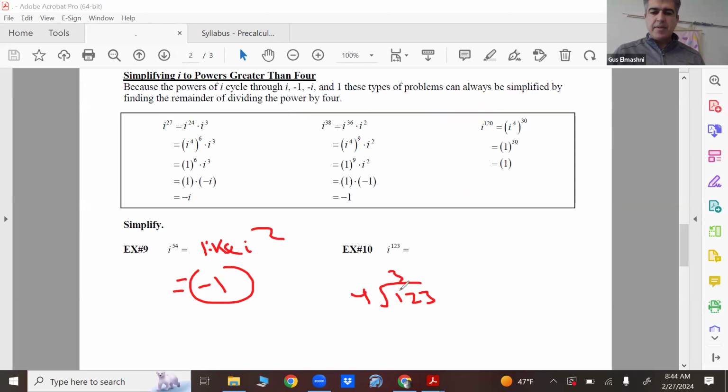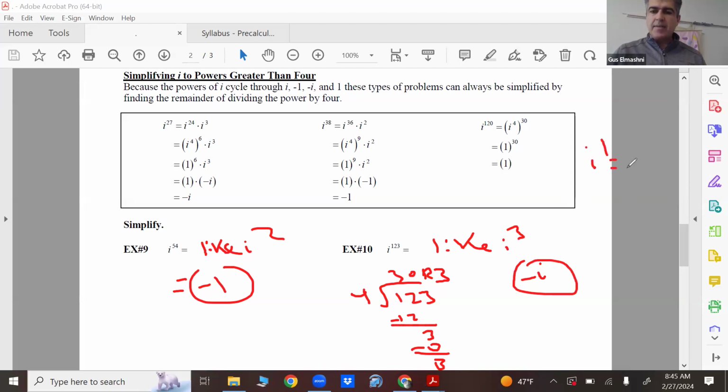How many times does 4 go in? 30 times. What's your remainder? 3. So it's like i cubed. What's i cubed? -i. Because remember, i to the 1 was i, i squared was -1, we know this now, i cubed is -i, and i to the 4th is +1. So that's what you have to go through.